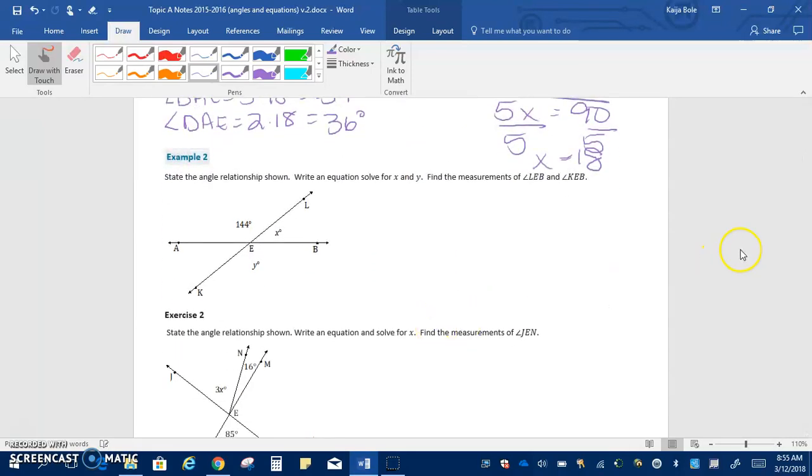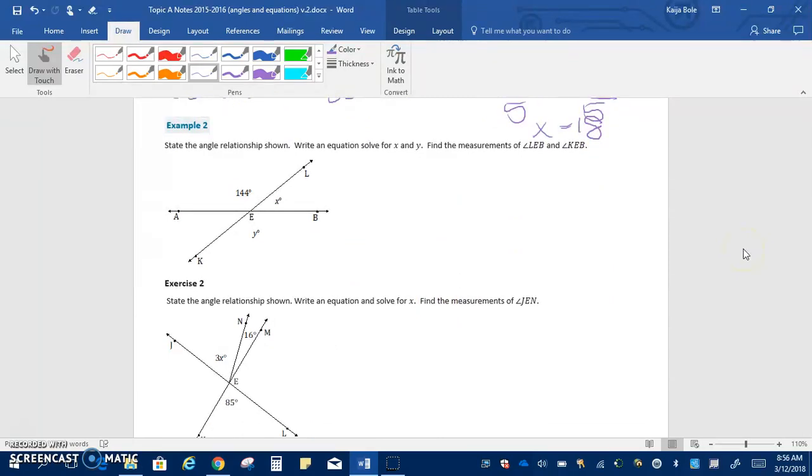Example 2 here, same idea. We're trying to find angle LEB and angle KEB. So, when you have lines that make an X, you're going to have some vertical angles. So our first set of vertical angles would be this here that I'm going to put in blue. So Y and the 144. And then our second option would be our X and the one across from it.